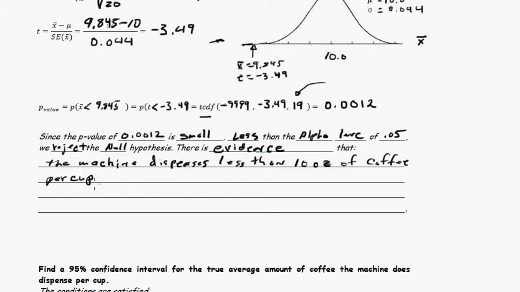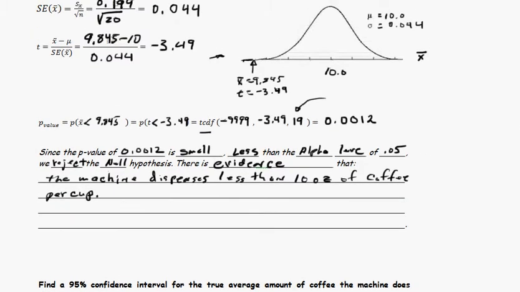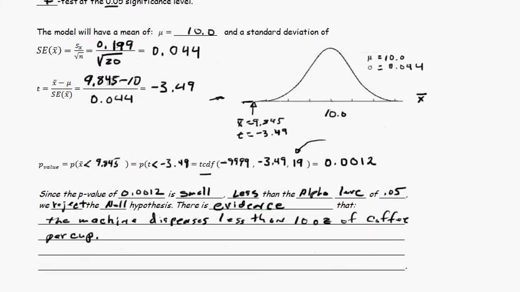I guess on average, okay? Or another way of saying it is that the mean amount dispensed by the machine is less than 10 ounces. Okay, so that's how you do a hypothesis test.